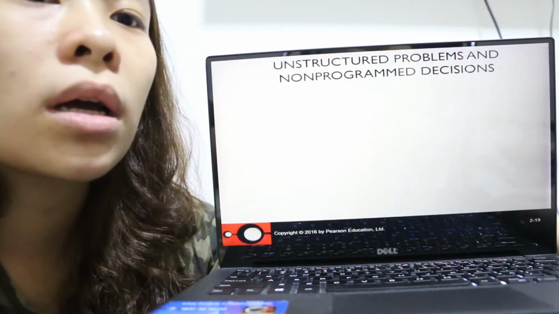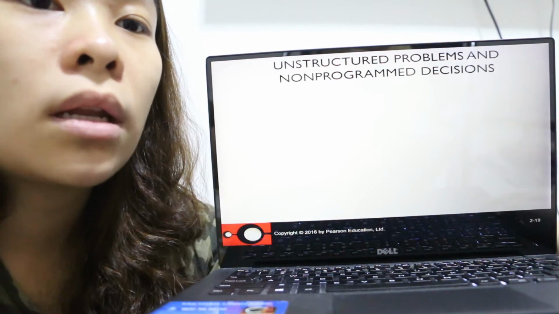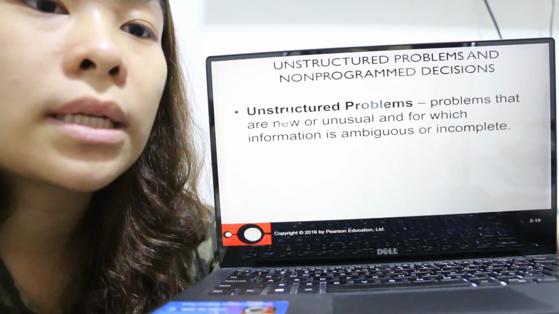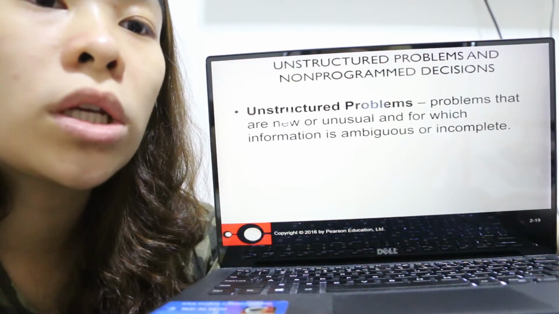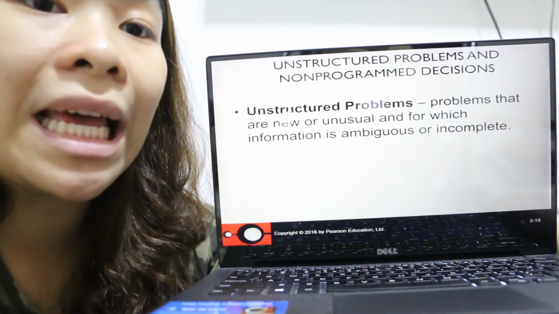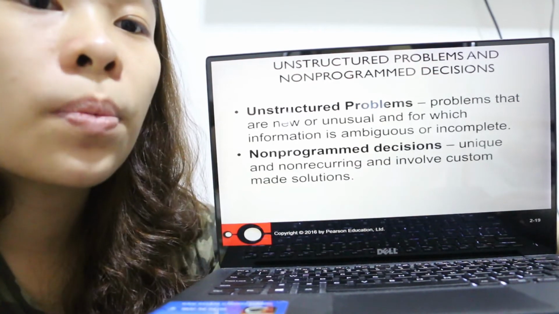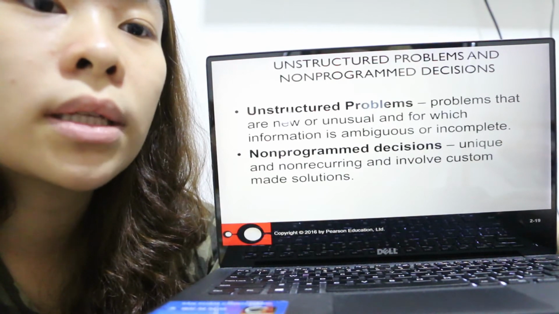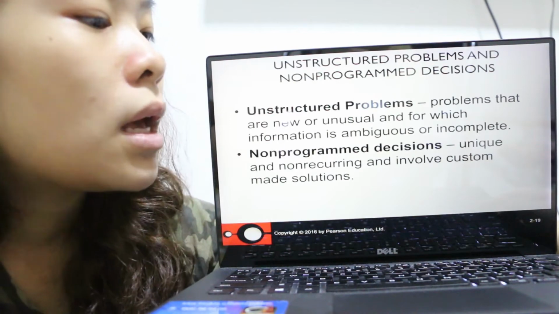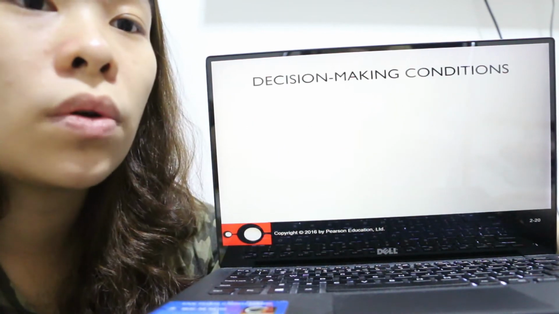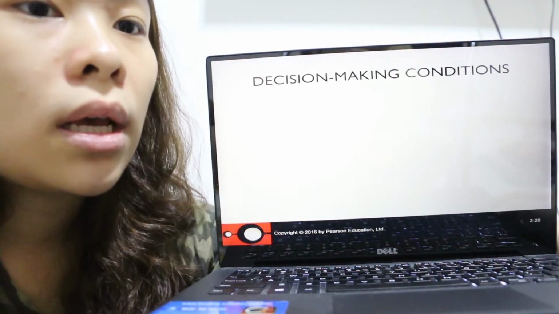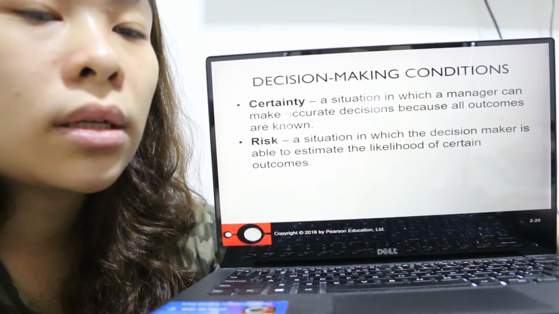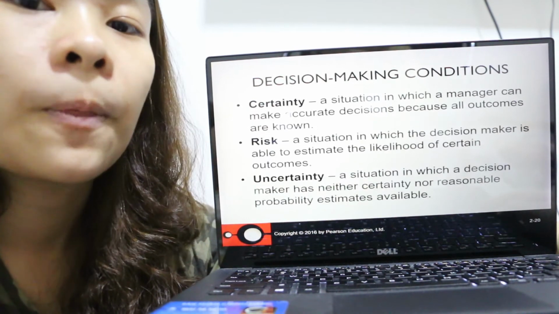The next part is unstructured problem and non-programmed decision. Unstructured problem means problems that are new or unusual, for which information is ambiguous and incomplete. Non-programmed decision is unique and non-recurring and involves custom-made solutions. The final part that I will show you is decision-making conditions. In this part, we have 3 points that are certainty, risk, and uncertainty.